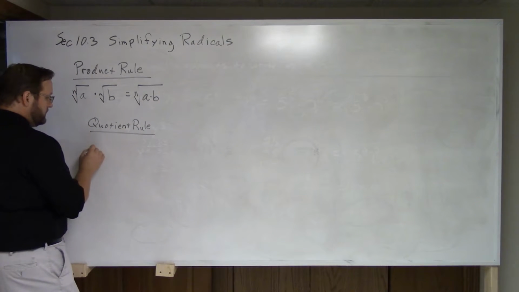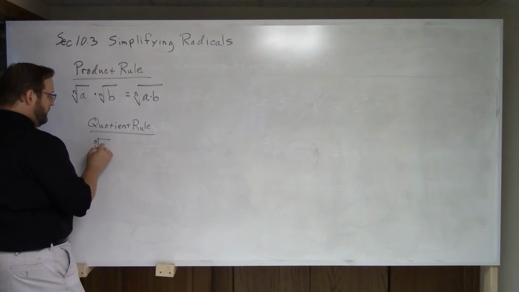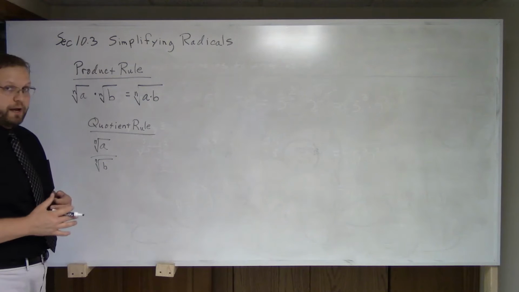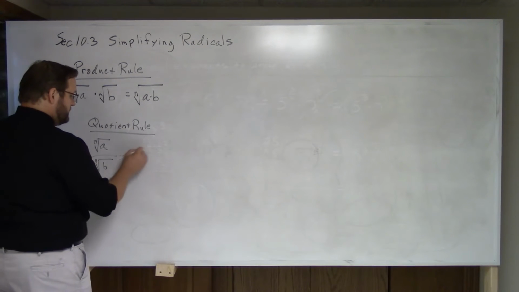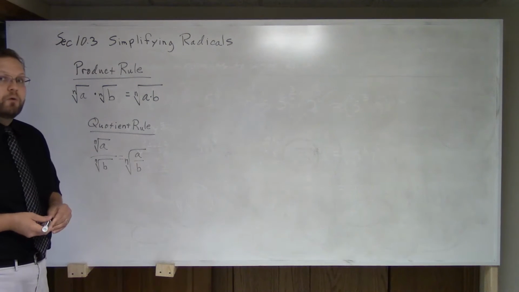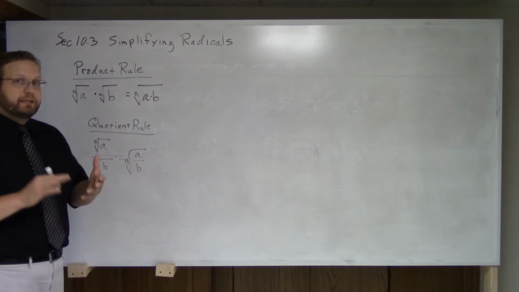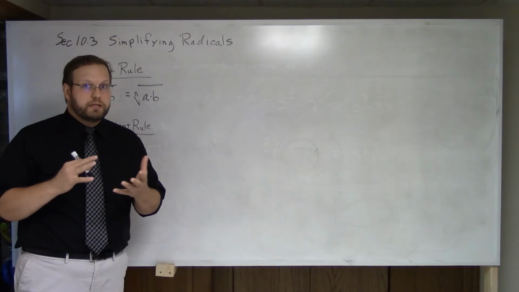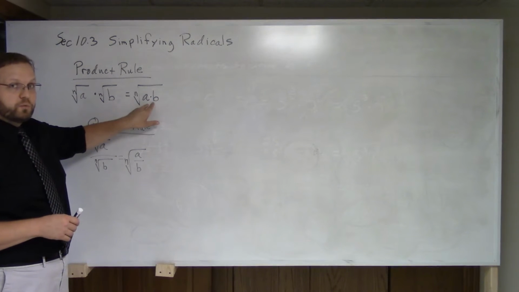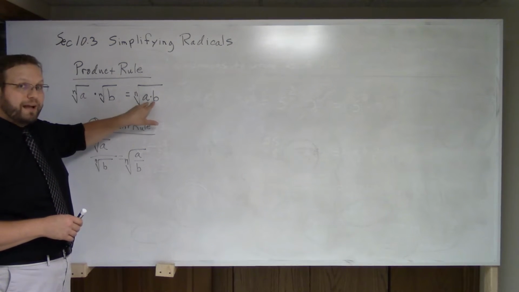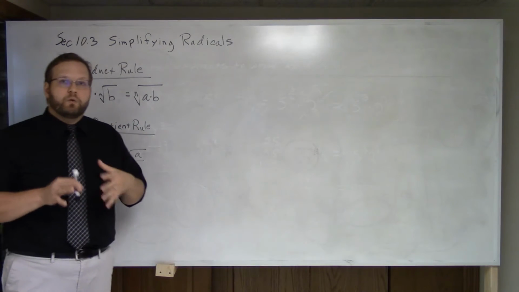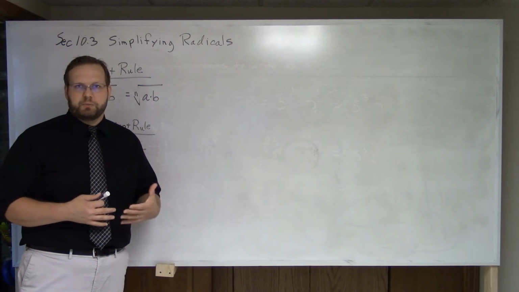The quotient rule starts with nth root of a over the nth root of b. So we're dividing two radicals would be the same as that radical of the quotient itself. Okay. Now remember, when you have an equal sign like this, we have that symmetrical property that allows us to reverse that equal sign. So what that means is, not only can we take these two radicals and pull them together as one, but we can also take a radical of a product and break it up into two separate radicals. That's what we're really going to be doing when we get into the simplifying aspect of radicals.